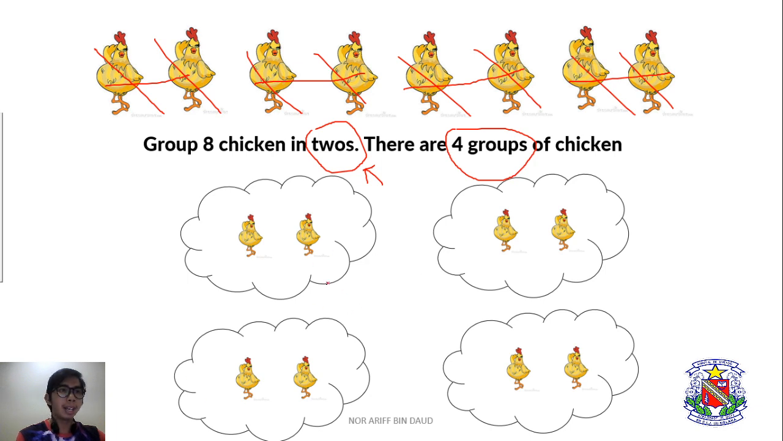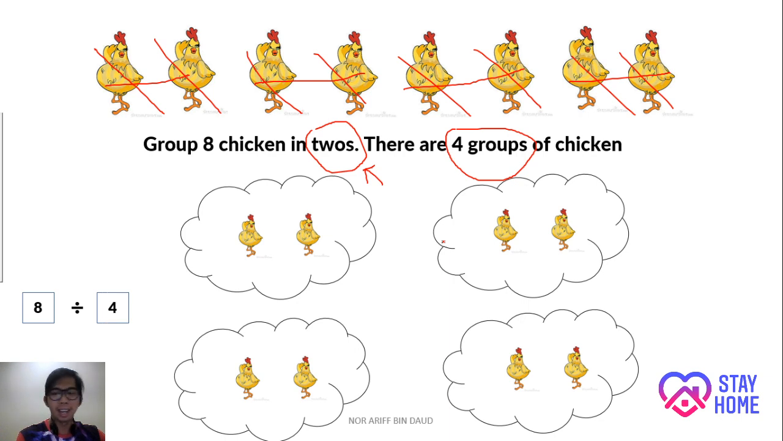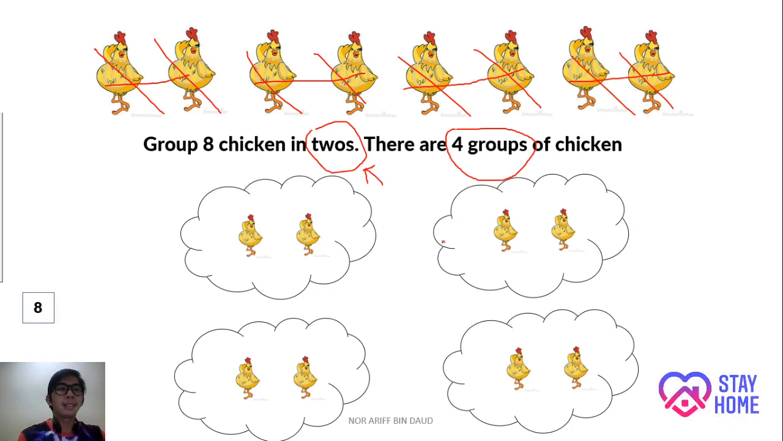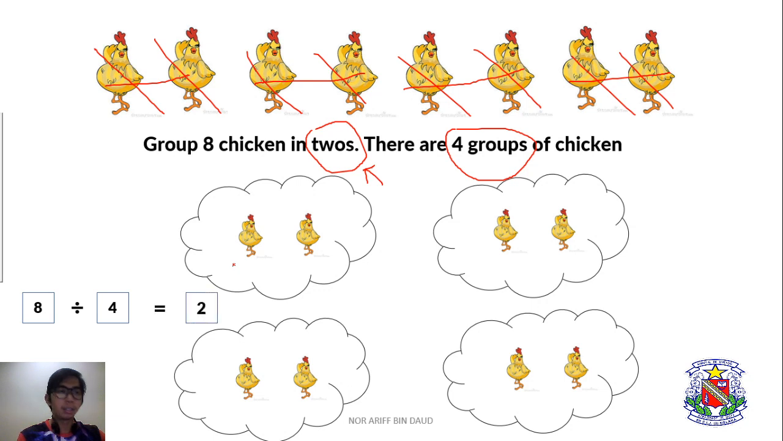Okay, how to write the number sentence for this kind of question? So, 8 divided by how many groups? 4. Okay, then equals how many chickens in each group? 2. I repeat, the number sentence should be like this: 8 stands for 8 chickens all together, divided by the number of groups, and then the answer will be 2.